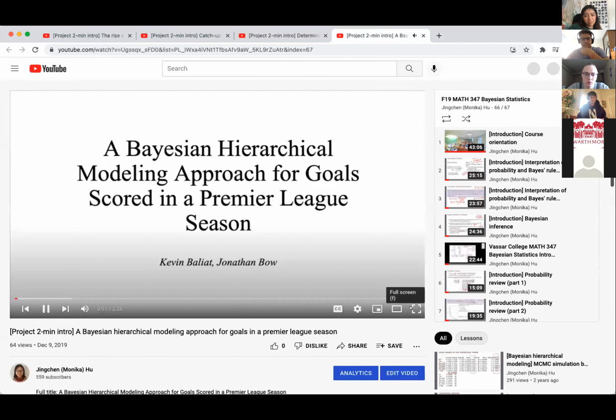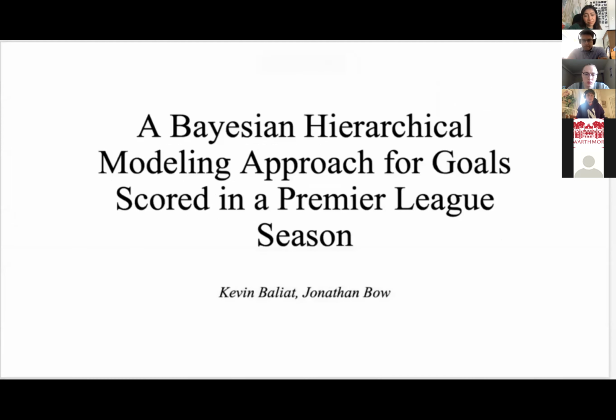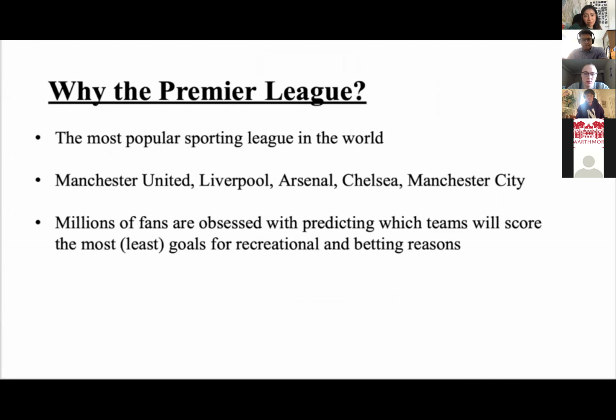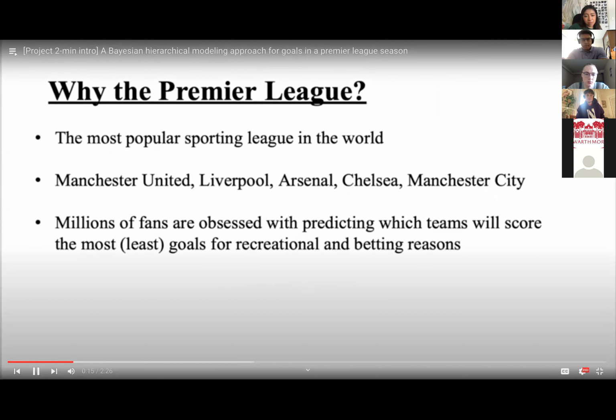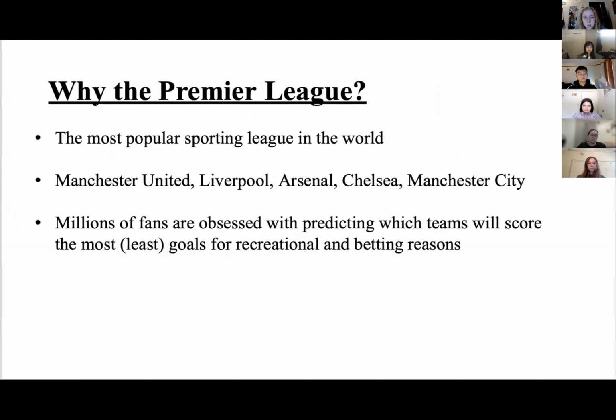Hi, this is Kevin and Jonathan. The title of our project is a Bayesian hierarchical modeling approach for Premier League game outcomes. So why did we choose the Premier League? Well, the first reason is that the Premier League is the most popular sporting league in the world, and they have some of the most renowned teams such as Manchester United, Liverpool, Arsenal, Chelsea, Manchester City. I'm sure you guys heard of these teams.